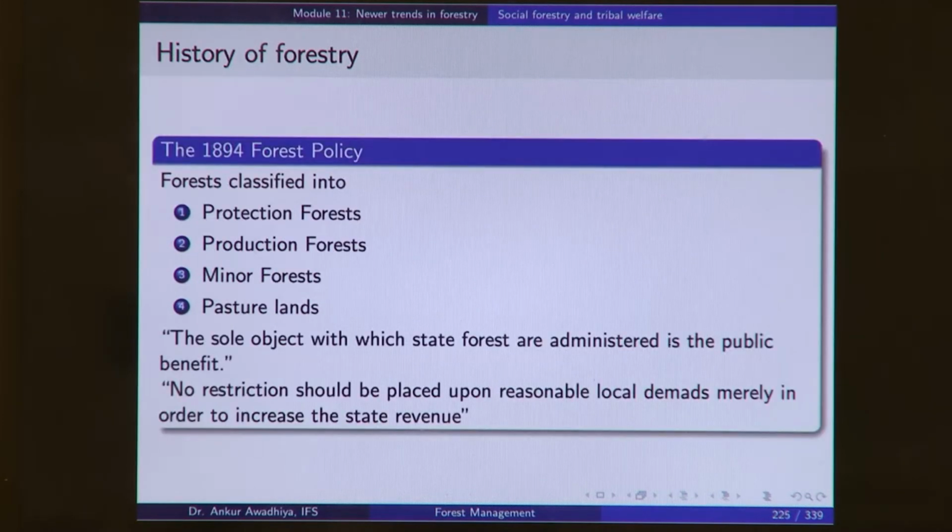Now, the 1894 Forest Policy classified forests into four different categories, but it also wrote the sentence that the sole object with which state forests are administered is the public benefit, and no restriction should be placed upon reasonable local demands merely in order to increase the state revenue. So, we are seeing that even in the 19th century, we are shifting from the government utilization of forest for revenue towards social forestry. That is, we are shifting towards the usage of forest for meeting of the local needs.